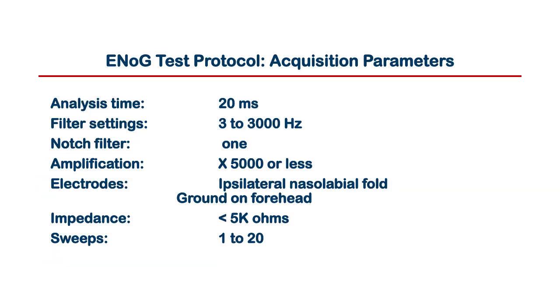Now, where do we record from? Well, we use an analysis time of 20 milliseconds, a filter setting quite wide. It's a very slow response. And we don't have to amplify much because it's not like 100,000 for ABR. It's 5,000 or less because it's a giant muscle response. And we put the electrodes on the nasolabial fold.